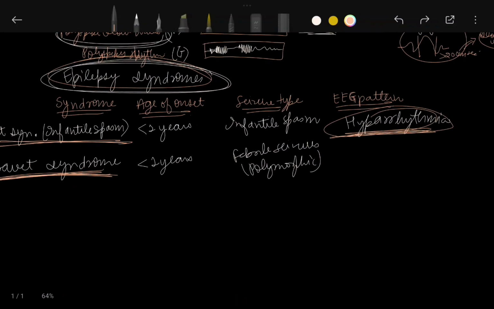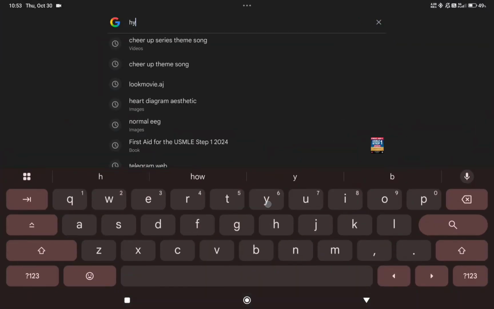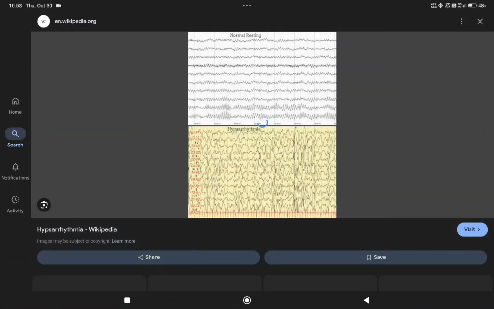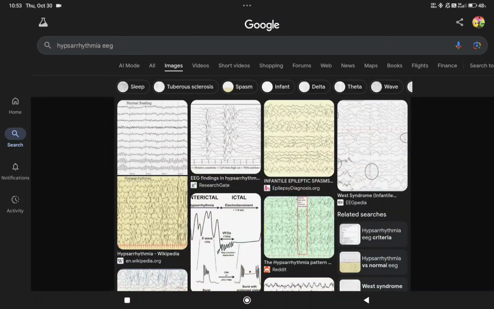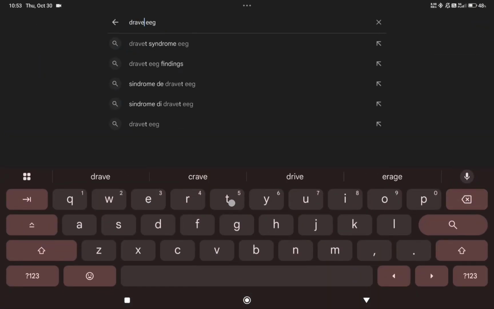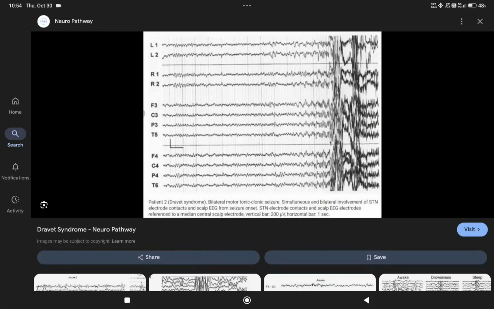After that, Dravet syndrome. The febrile seizures are seen, and the EEG pattern is variable. Let us see the image of hypsarrhythmia. This is hypsarrhythmia. Okay, pretty haphazard. And in Dravet syndrome, it is actually variable. See over here, it is pretty unreadable.